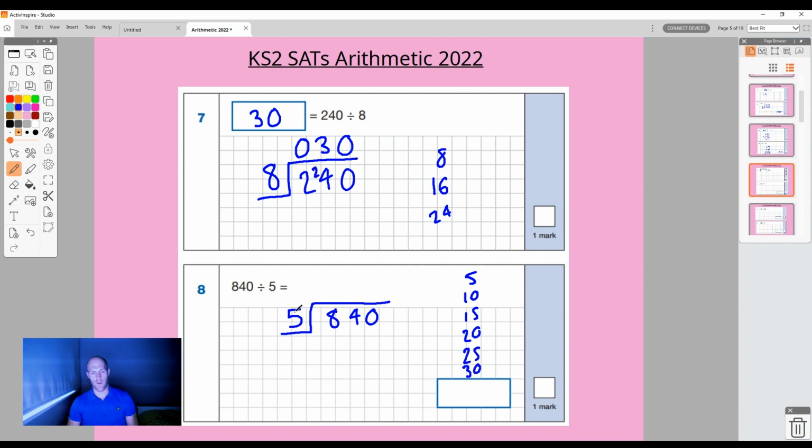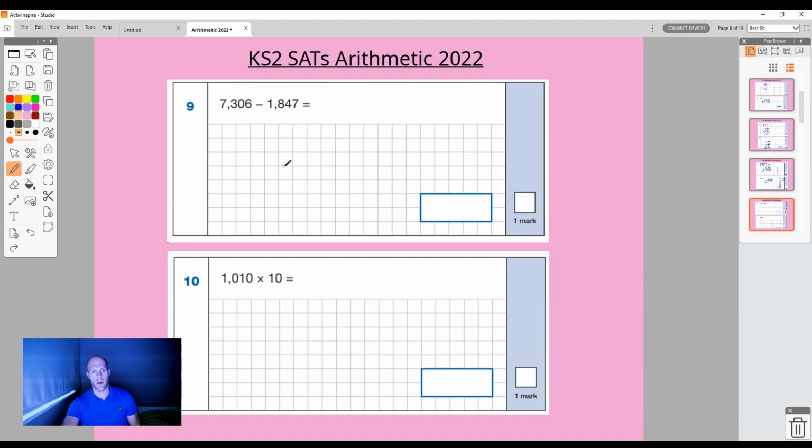Okay, how many times does 5 fit into 8? Once, with 3 left over. How many times can I fit 5 into 34? 1, 2, 3, 4, 5, 6. 6 to get me to 30 with 4 over, and then if I was to go 35, 40. How many times does 5 fit into 40? 8 times, the answer being 168. We're flying.